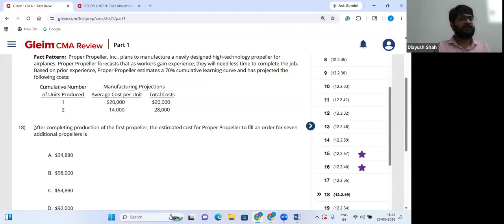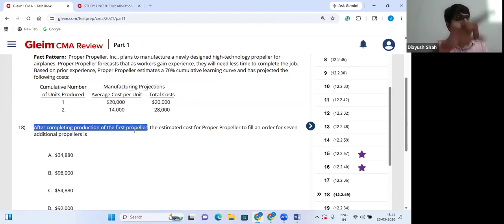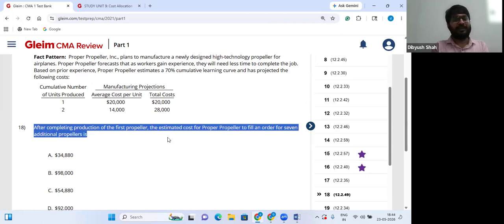See, propeller question. After completing production of the first propeller, same question. The time taken, cost instead of time to fill an additional 7 propellers. So they are talking how much will be the cost from second to 8th. Same wording. Total time for 8 minus total time for 1. This is the answer. 1 they have told, and they are asking cost needed for next 7. So 1 plus 7 is, that should give you your answer, I am guessing.